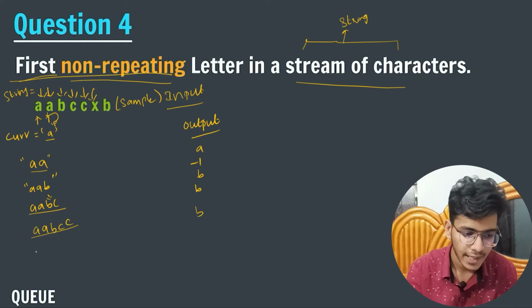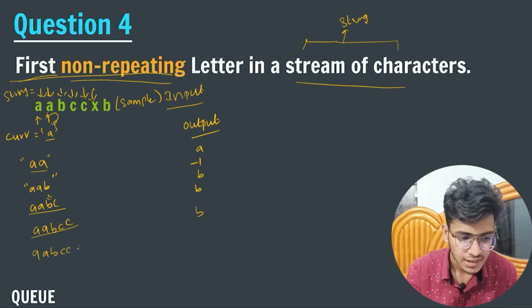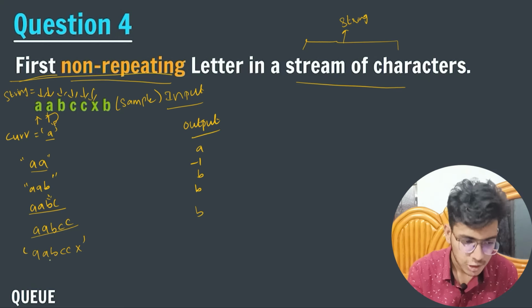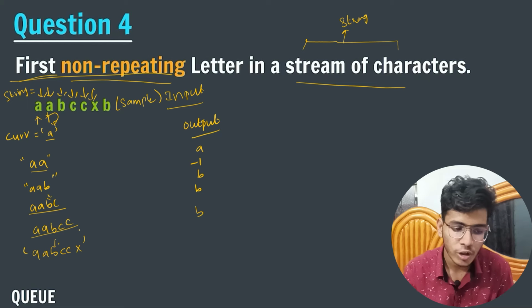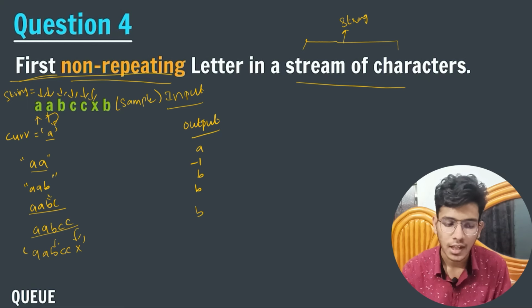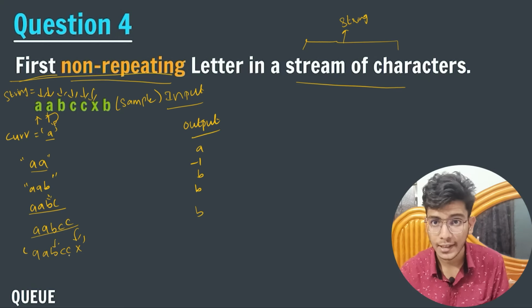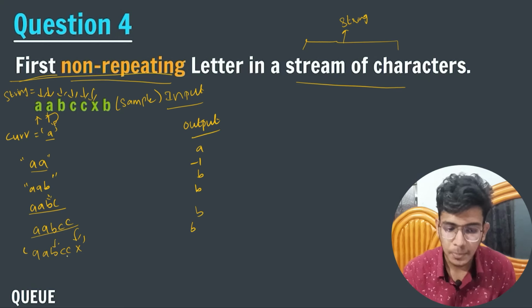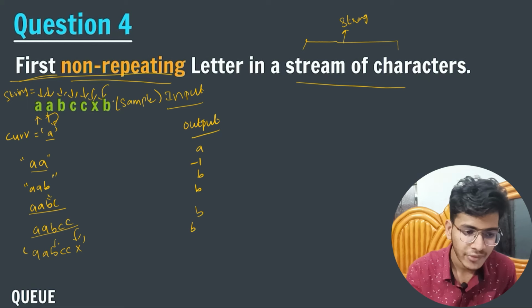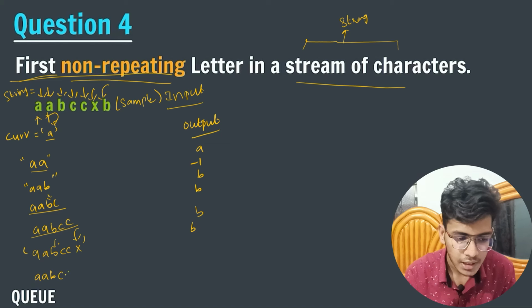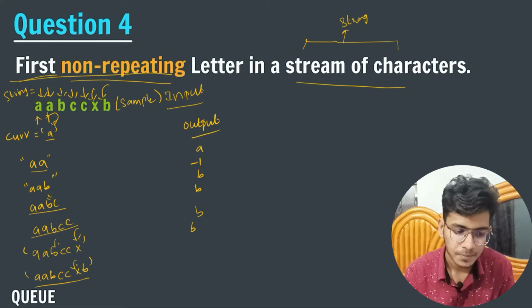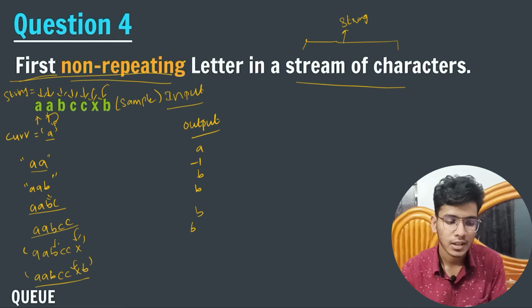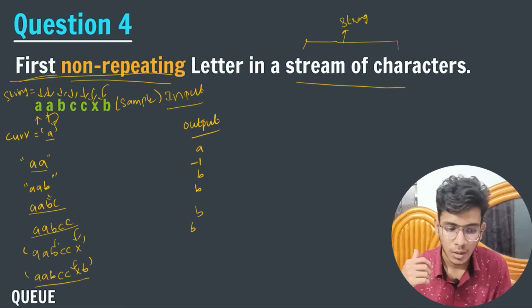Now after that I will add X. So A, A, B, C, C, X. Now in this string, what are the unique characters? You can see that B is unique and X is unique. But which is the first non-repeating character? That is B. So I will print B as my output. Now after that I will add finally the last character, which is B. So my final current string will be A, A, B, C, C, X, B. Now in this, what is the unique character? X, because it has not repeated more than one time.